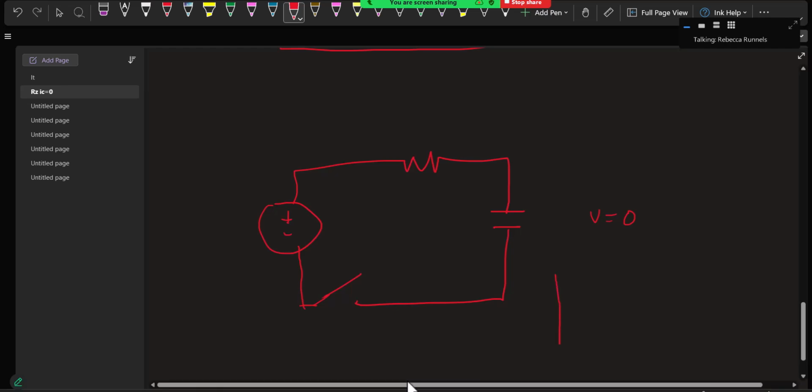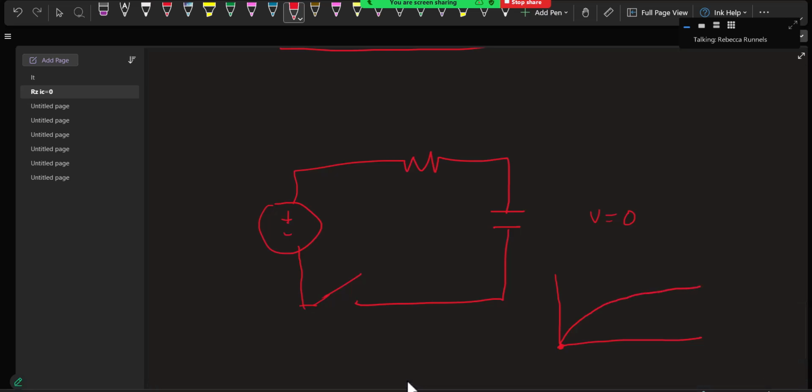But what happens when I close the switch? The voltage can't change instantaneously, so it has to start at 0, and then the voltage is going to build up until it has the same voltage as this voltage source. And once it does that, it can't charge anymore. And if it can't charge anymore, it can't let any current flow through it. So this is what happens after I close the switch.